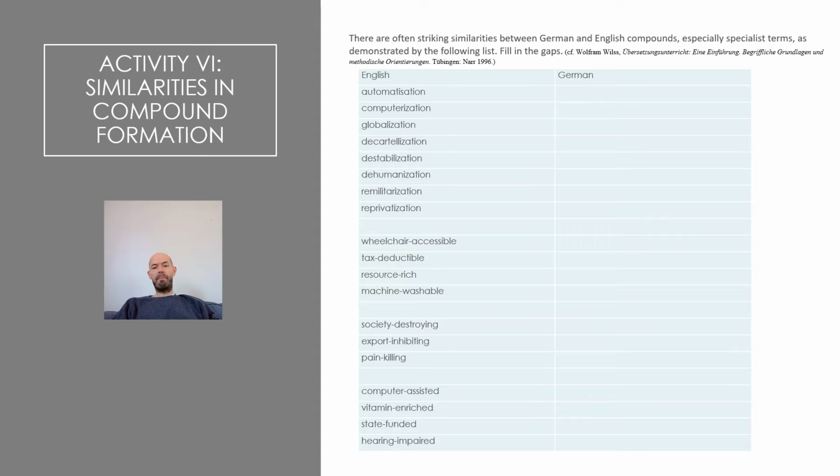Hearing impaired, hörgeschädigt is the adjective that's commonly used in German. So you can see that there are certain patterns that operate across languages and that can be quite useful for the translator to know.